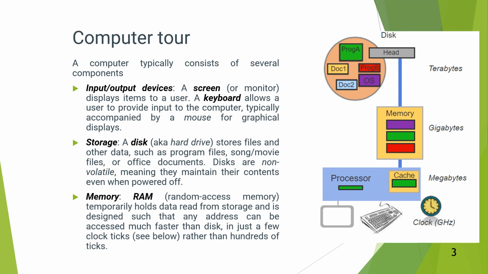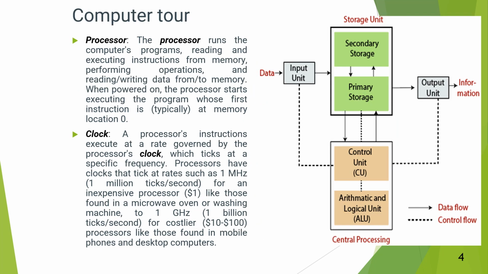RAM, random access memory, temporarily holds the data from storage and is designed such that any address can be accessed much faster than a disk. And next is the processor. The processor runs the computer's programs, reading and executing instructions from memory, performing operations, and reading or writing data to the memory. When powered on, the processor starts executing the program whose first instruction is at memory location 0. Coming to the clock, a processor's instructions execute at a rate governed by the processor's clock.